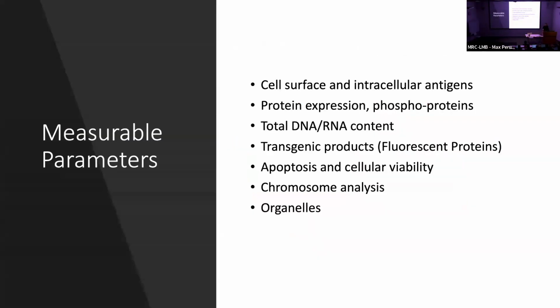I'll talk a little bit about some of the measurable parameters, because this is probably the thing you're most interested in. I mentioned this already, but cell surface and intracellular antigens, protein expression, any phosphoproteins. A lot of people do phosphoflow cytometry. We can look at total DNA or RNA content. You can use fluorescent proteins, apoptosis and cellular viability. And before I go on, when I talk about total DNA content, I mean more cell cycle analysis, any kind of cell kinetics, proliferation, or ploidy or aneuploidy.